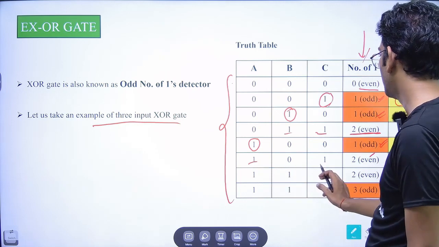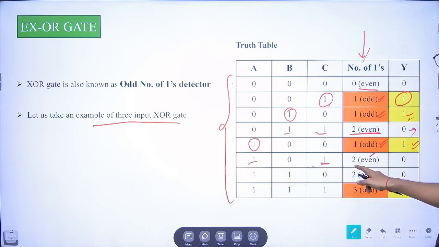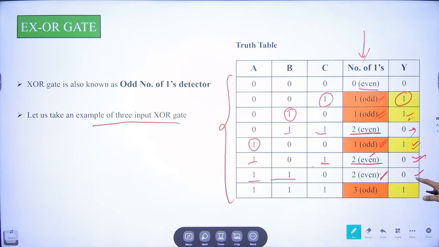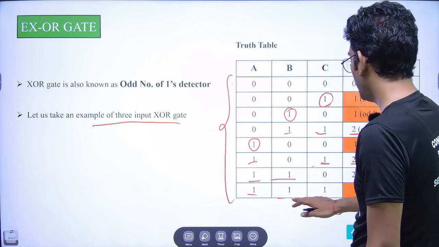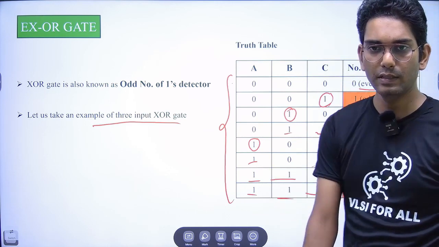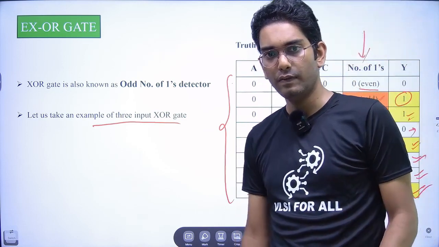Here two ones are present, 2 is an even number, so we are getting the output as 0. Here also 2 ones are present, 2 is an even number, so we are getting the output as 0. Here 3 ones are present, 3 is an odd number, so we are getting the output as 1 because this is basically an odd number of ones detector.